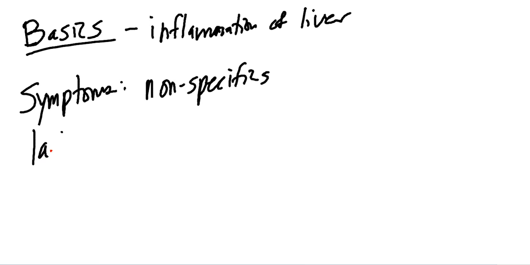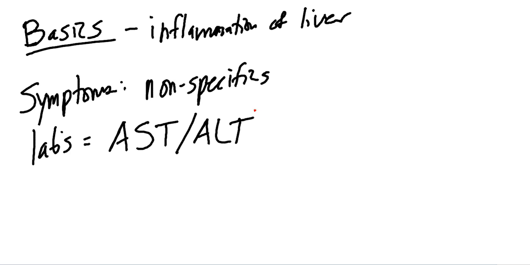And labs, your primary labs that you're going to see, there are others, but it's really going to be your AST and your ALT. Those are your liver enzymes, they're great markers of what's going on in your liver. So you've got the AST and the ALT. There's a couple different options you could have. Both of these will be elevated. You're going to have elevated ALT and elevated AST.